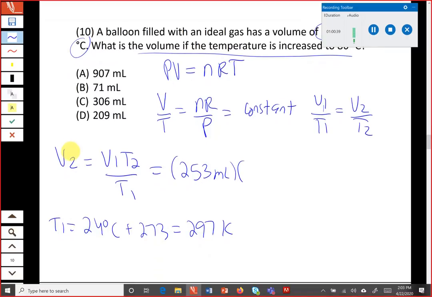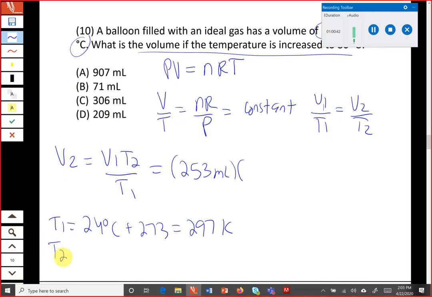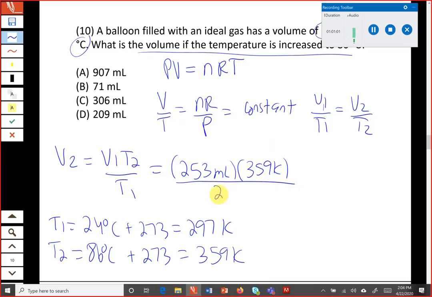All right, so the initial temperature is 24 Celsius. To convert it to Kelvin is 297. And the second temperature, T2, was 86 degrees Celsius. And that's going to convert to 359 Kelvin. Okay, so those are the two temperatures we're going to use. T2 in the top, which is 359. And then T1 in the bottom, which is 297. And that works out to 306 milliliters, okay?